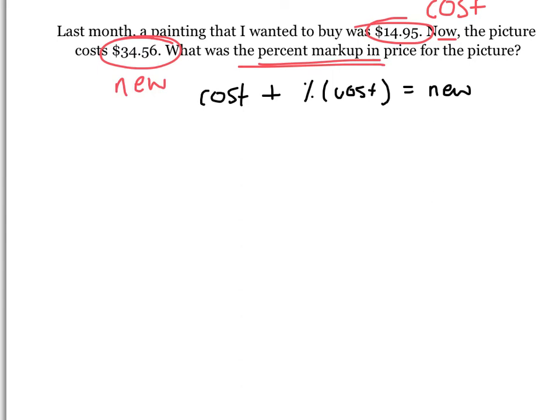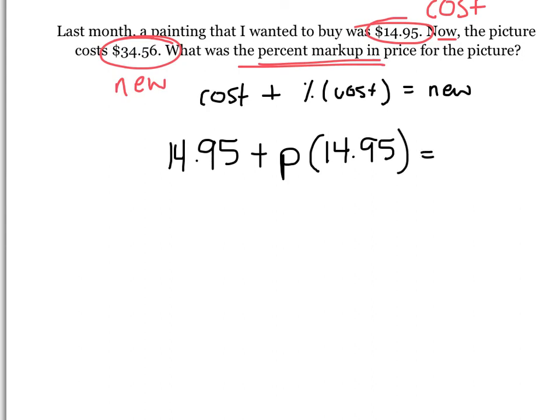Initial cost was $14.95 plus percent markup is our unknown. I'm going to call it p this time for percent, times initial cost, $14.95. And that's going to equal our new price of $34.56.